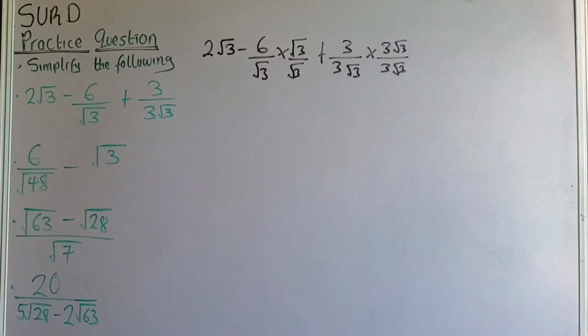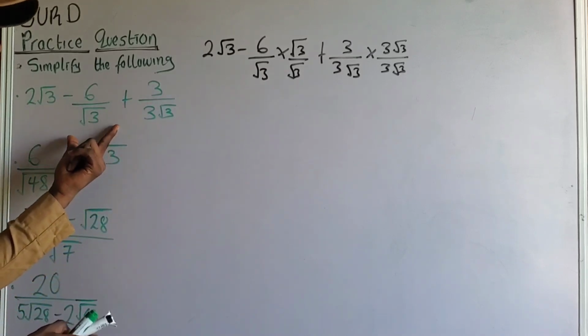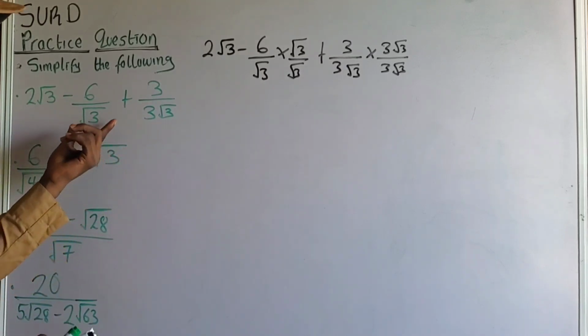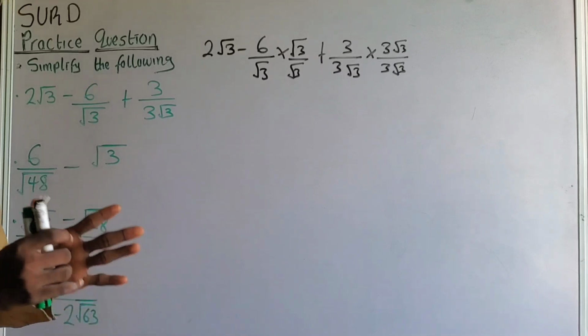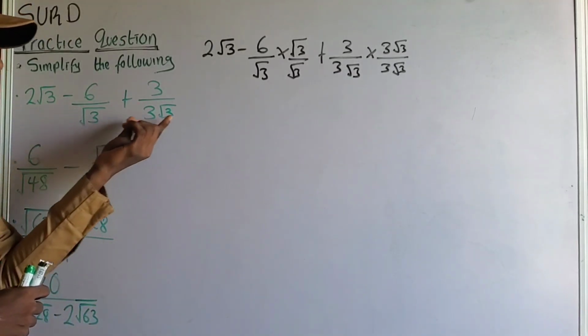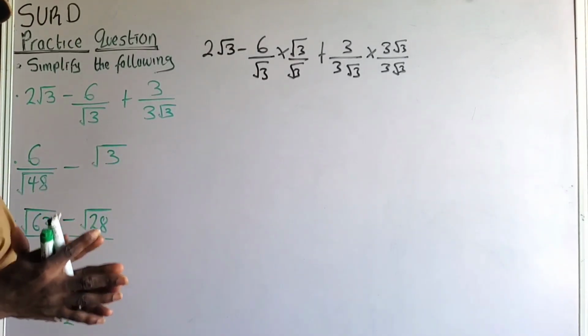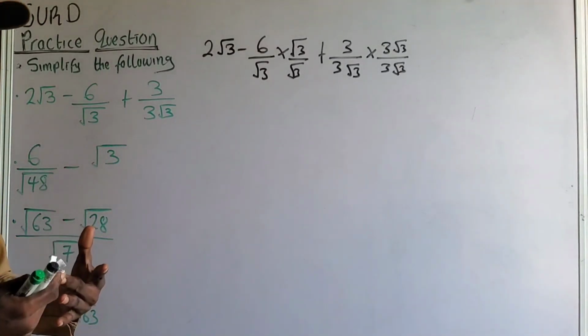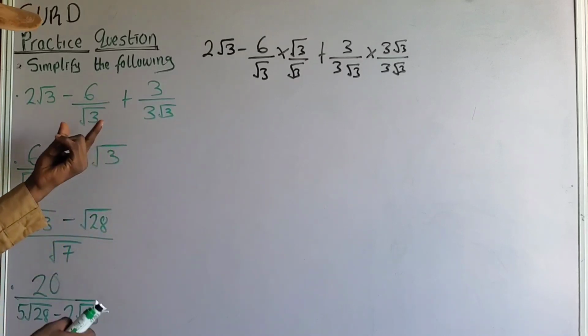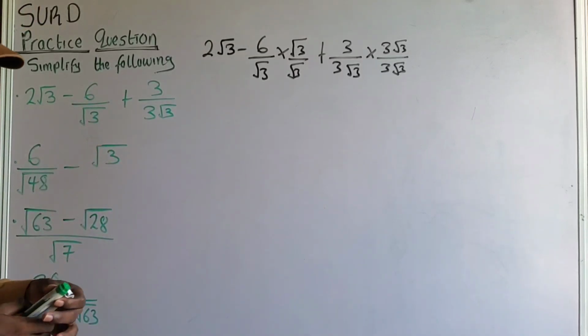If you were part of our previous class on rationalization of surds, you should be able to solve this. To simplify this, I need to rationalize it. The goal is to make the denominator an integer. Are you getting what I'm trying to say? I want to make the denominator of both fractions a rational number, an integer that doesn't contain square roots. So I have to multiply both the numerator and the denominator by what I have at the denominator. Do you understand?